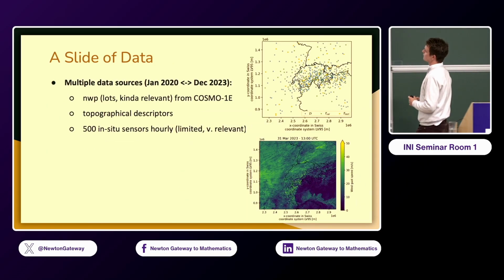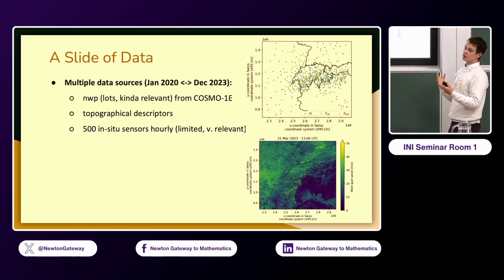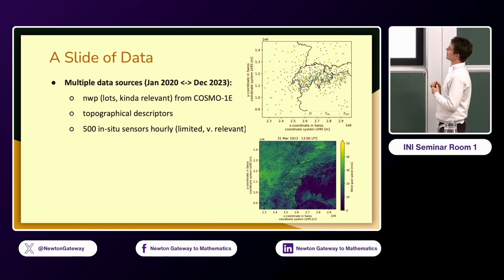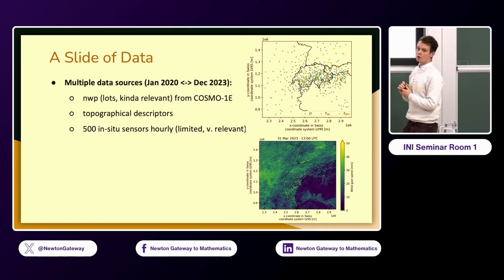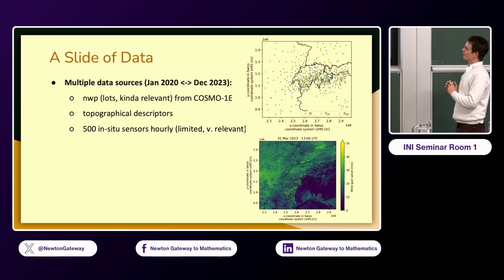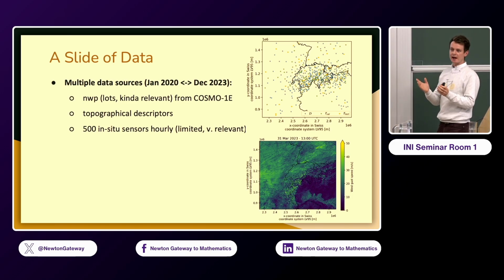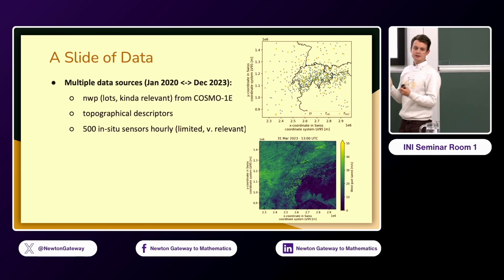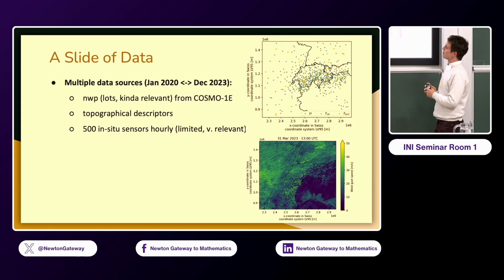So in terms of the data that we have, we have lots and lots of data. In the end, we whittle our way down to just the following sources. We have a numerical weather prediction model, which produces loads and loads of data. It's called Cosmo. I don't know if people know this. I'm not an expert in this. We also have topographical descriptors, which tell us things about the topography at different parts across Switzerland. And we have these 500 very high-quality sensors, which are somewhat limited, both spatially and temporally, but the data we get from them is super relevant, and we want to really leverage that.